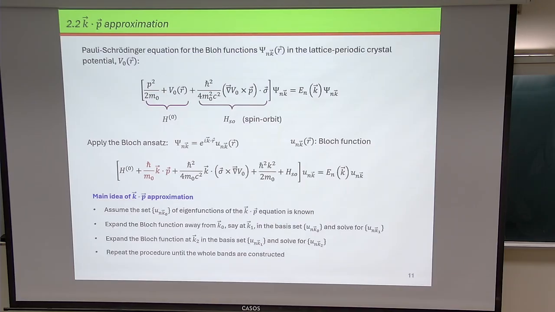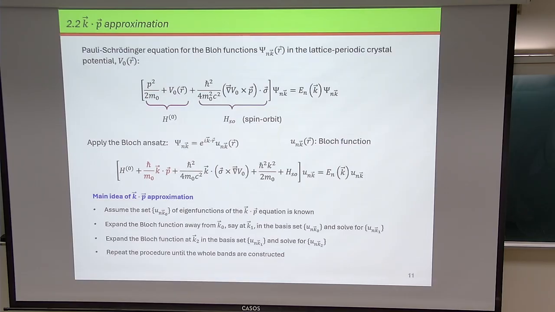Since the system is periodic, I can write the wave function in this way. This is Bloch theorem, and this u_k is the periodic part of the Bloch function. If I substitute this expression into this equation, I get this other equation, where you can see we have this extra term, k dot p, and that is what gives the name to this approximation. It's called k dot p because you have this extra term in the equation when you go from psi to the periodic part of the Bloch function, u.